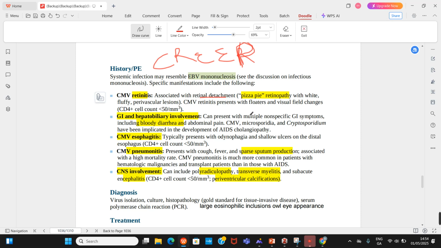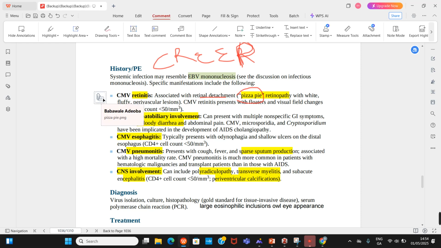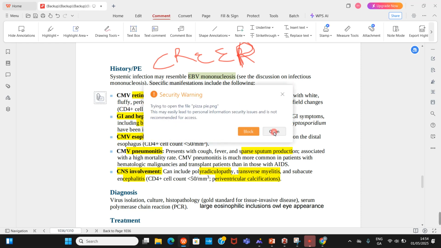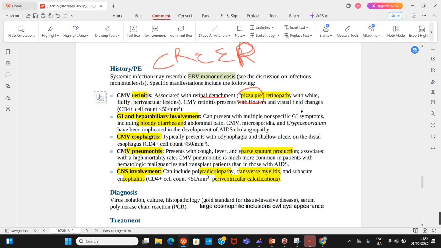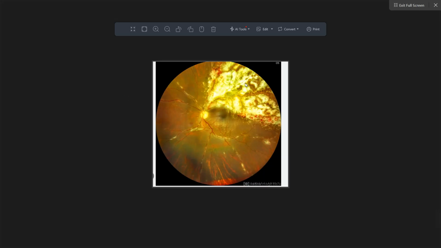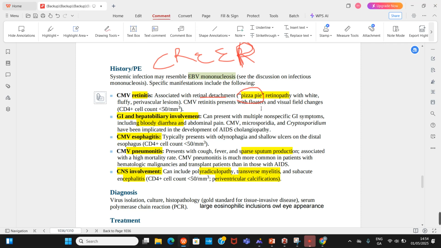And if we do a fundoscopy, we are going to see the pizza pie appearance. I think I have an attachment here that illustrates that. It's areas of cotton wool opacities surrounded by hemorrhage. These are the white opacities with areas of hemorrhage interspersed between them. If you look at this section now, it looks like a pizza cut. This is what we call the pizza pie appearance, and it's classic for CMV retinitis. Very common in people with serious immunosuppression, as low as CD4 count less than 50.